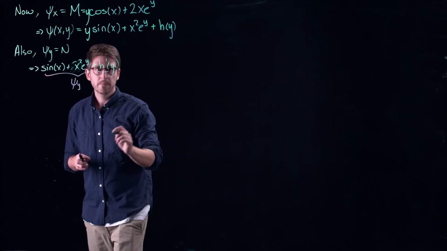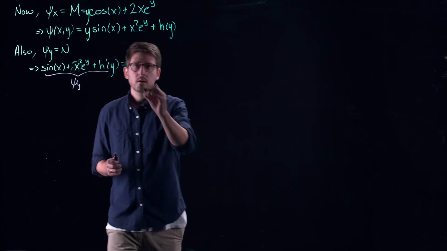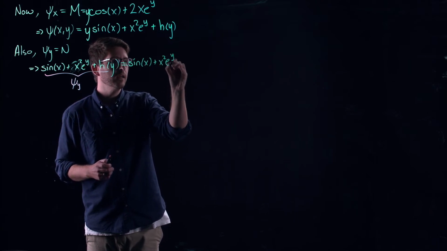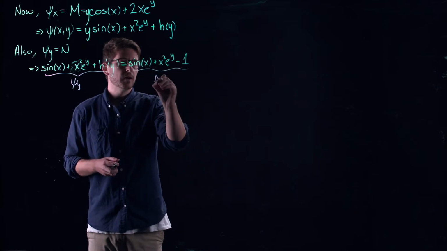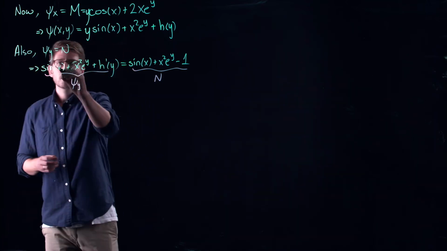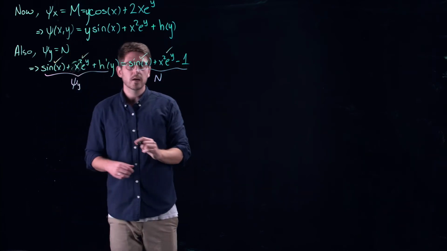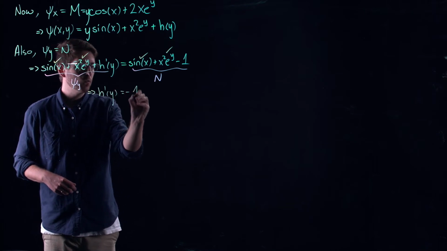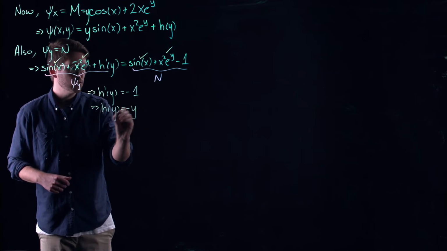So that's taking the psi that's right here, differentiating with respect to y, and this thing is equal to my function n, which was sine of x plus x squared e to the y minus 1. Just so you know, this is my actual n function. Okay, good. I've got sine on both sides. I've got x squared e to the y on both sides. And so really, you can see that h prime of y is equal to minus 1, which in my case tells me that h of y is equal to minus y.